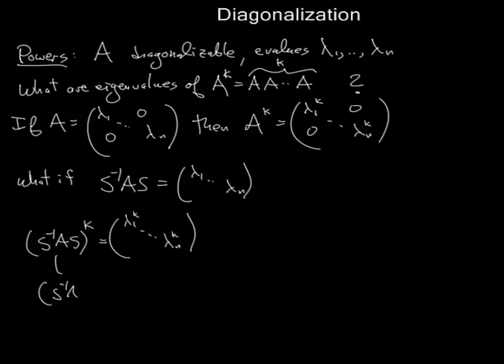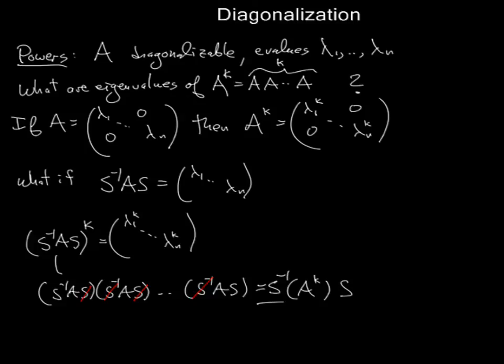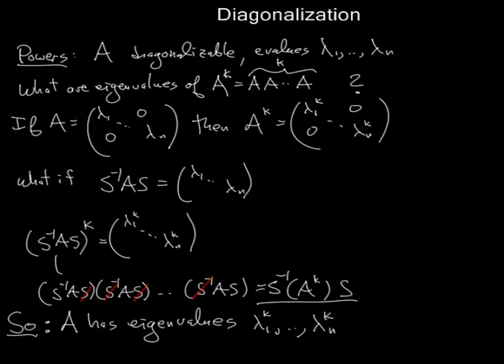On the other hand, if you just literally multiply this thing out by itself k times, all of these intermediate S's cancel, and what you get is S inverse times A to the k times S, which is to say that the diagonalization of A to the k is this matrix, lambda 1 to the k through lambda n to the k. Okay, so the conclusion is, A to the k, this is a misprint, A to the k has eigenvalues lambda 1 to the k through lambda n to the k.